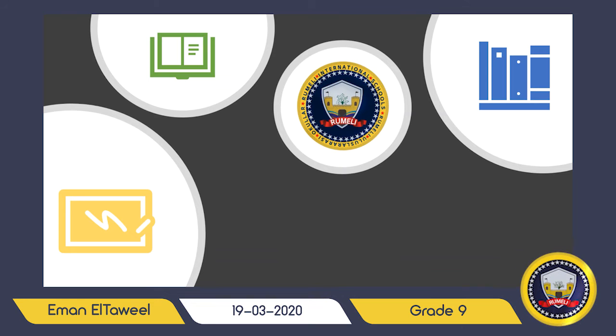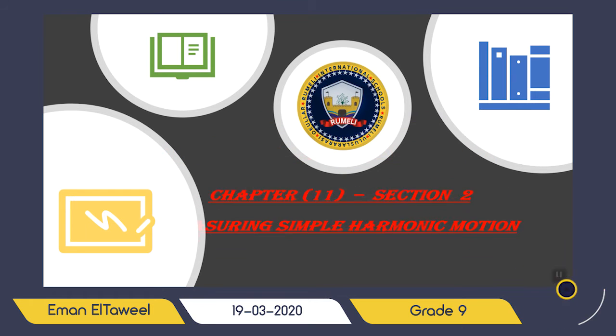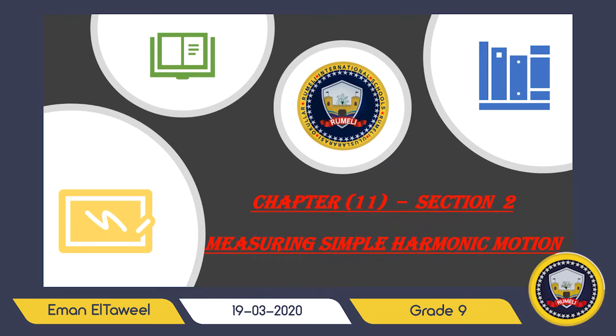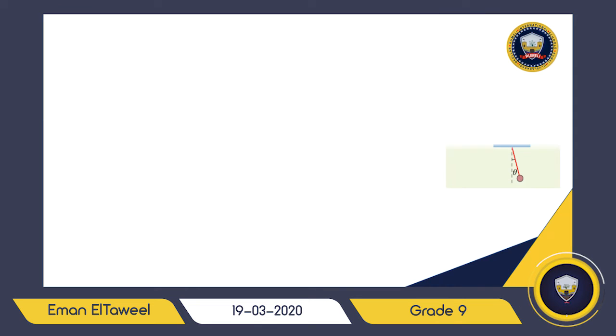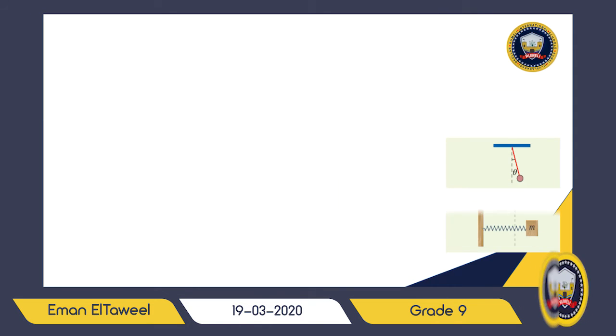Hello my dear students. Today we are going to continue our topic about measuring simple harmonic motion. We have studied in chapter 11, section 1, simple harmonic motion, and we have said that simple harmonic motion is like the motion of a simple pendulum and like the motion of a mass and spring system.